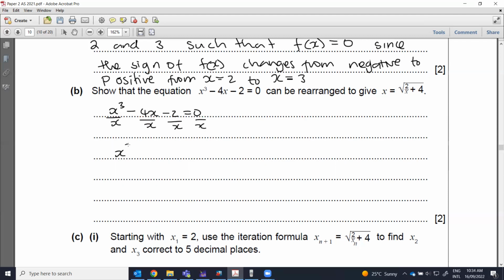So this will give me x squared minus 4 minus 2 over x, which is equal to 0. Then I take these two terms to the other side. So I have x squared equal to, if you take this one first, positive 2 over x, and this one plus 4. Now we want to take the positive square root. So x is equal to the positive square root of 2 over x plus 4. So I'm showing that you can solve for x in this way. This is basically what we want to see.